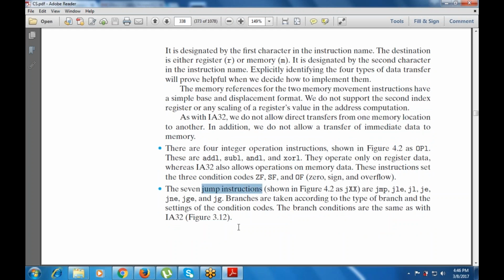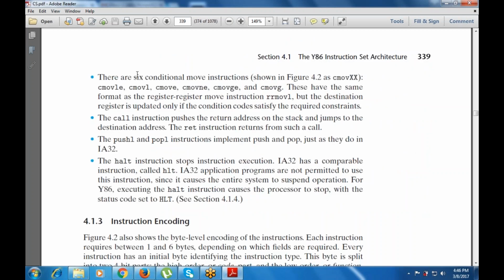And there are 7 jump instructions, that is jmp, jle, jl, je, jne, jge, jg. And these are taken according to the branch and the setting of the condition codes, that is same with this one. And there are 6 conditional move instructions that are used: cmovle, cmovl, and so on, where the move means that it is used to move the data in the instructions. Then cmovne, then cmovge, cmovg.